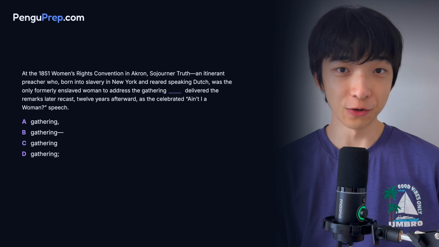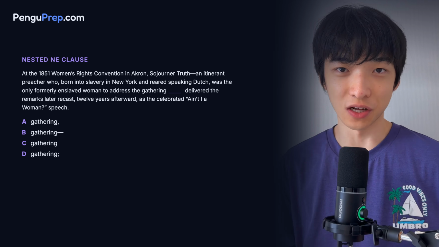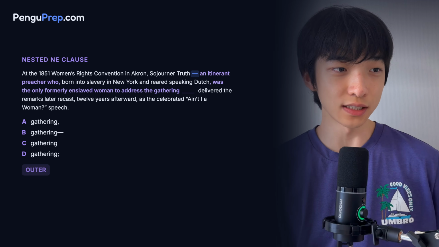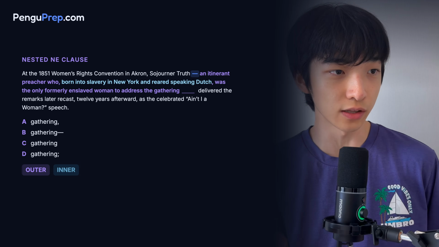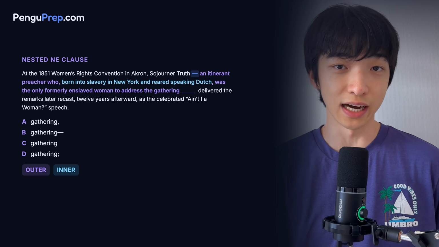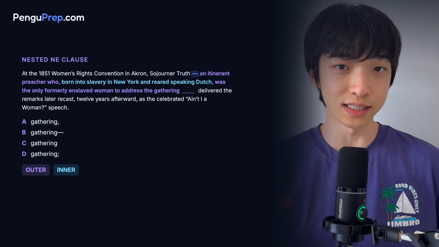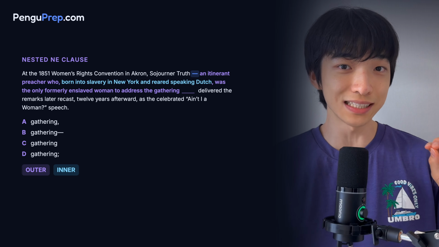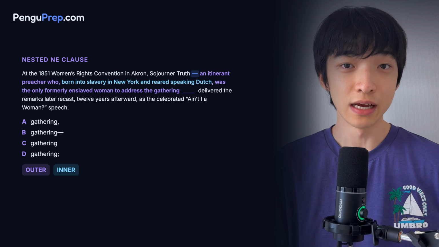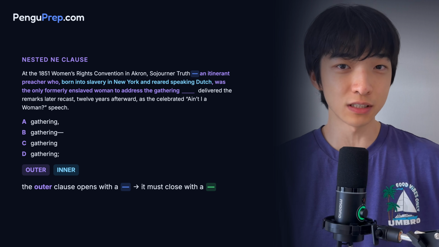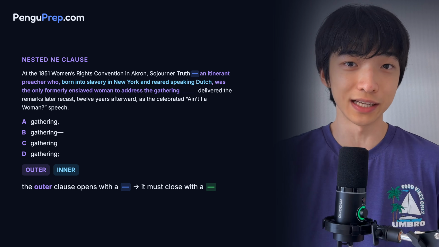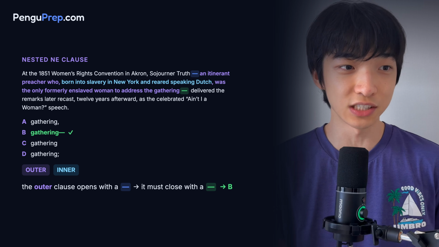I'm not sure if you noticed, but this is a nested non-essential clause problem. The outer non-essential clause is from "an itinerant" to "address the gathering." The inner non-essential clause is from "born" to "Dutch." Now the outer non-essential clause is directly next to the blank, so this is a non-essential clause problem. Now the outer non-essential clause begins with a dash, and if you remember from the previous videos, it must also end with a dash in this case. So the correct answer is B.